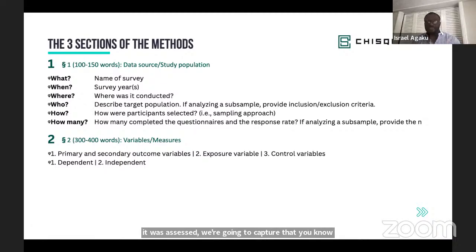And this is not for all variables. This is just for the key variables. Make sure you provide the conceptual framework, but also the operational definition for the key variables.